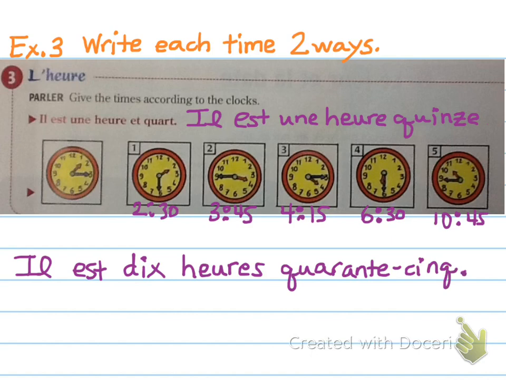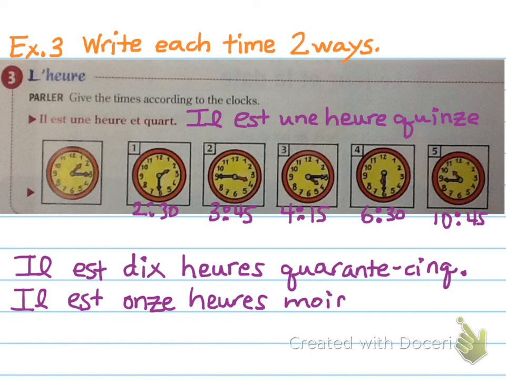Remember, our other way is to say it's quarter to 11. So remember, when we do that one, we have to do il est, and we have to go to the hour that's shown on the clock and add 1. So it's 11 heures moins le quart. So for each of these, you'll write the time twice, those 2 different ways that say the same time.